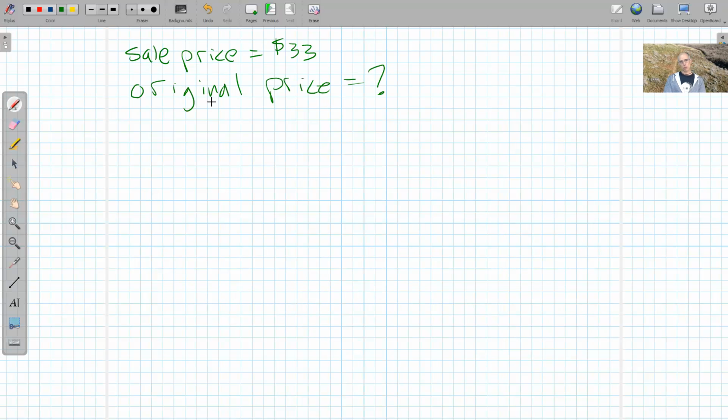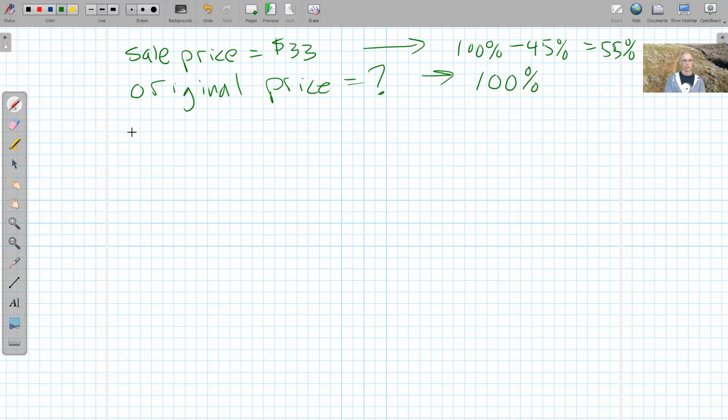To relate the sale price and the original price, I need to know what percent I pay. So as far as percentages, the original price is always going to be 100%. The sale price is related to 100 minus 45, which was that 55. And if you don't get to that 55% first, you cannot solve this with a proportion.